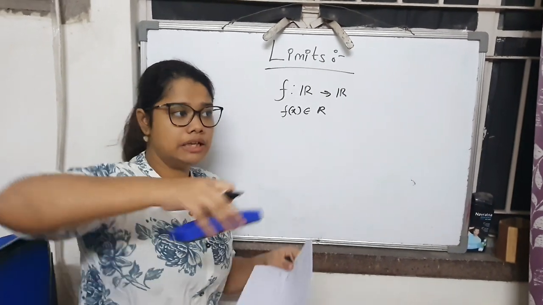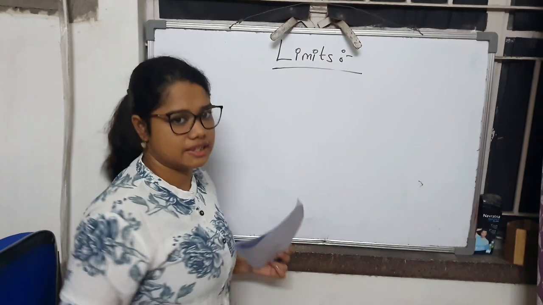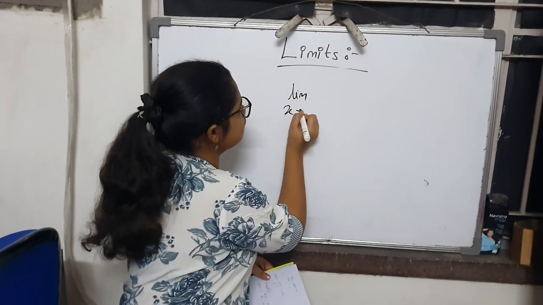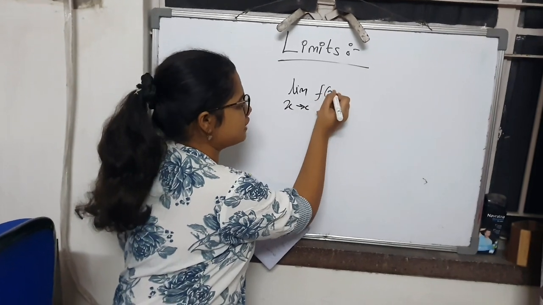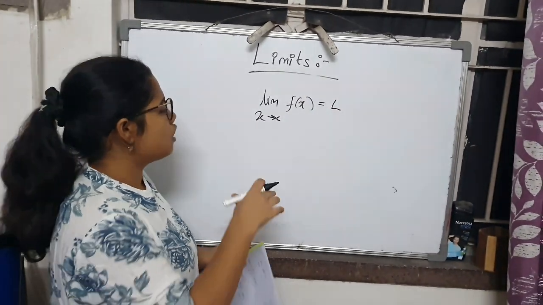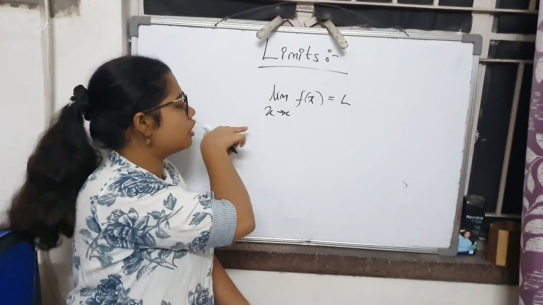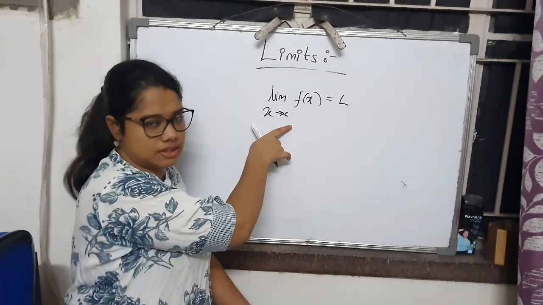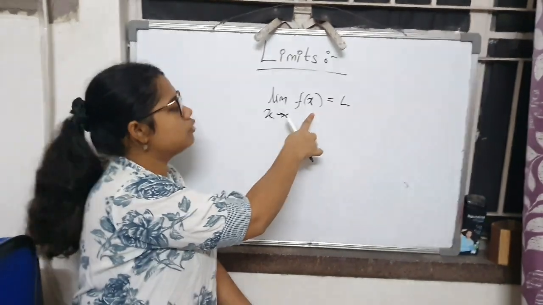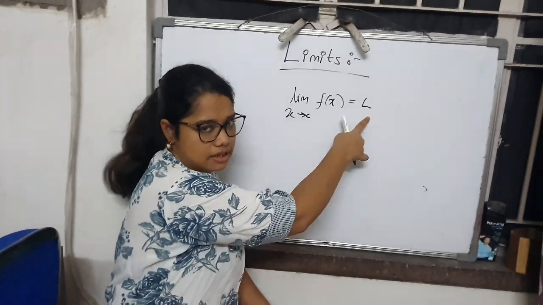Now symbolically, what do we mean by limits? First I will write down the expression: limit x tends to c, f of x is equal to L. This means that when our x is approaching or becoming closer to c, the value of the function f of x, that is the value of the function f at the point x, is actually approaching L.